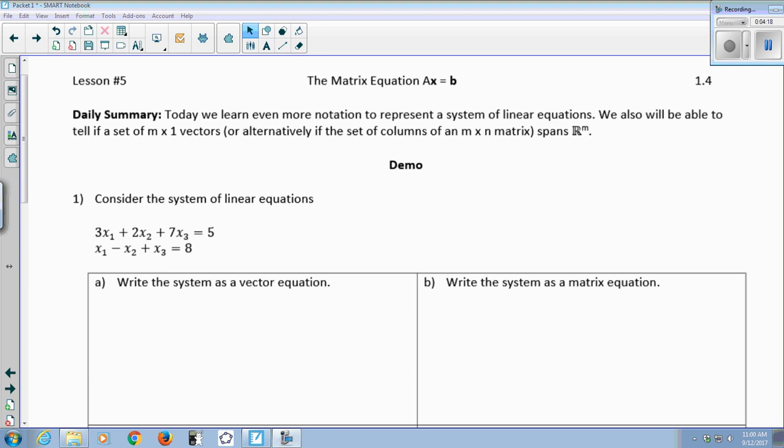So we're going to learn even more notation to represent a system of linear equations. We talked about a bunch of it in the quiz. And we're going to be able to tell if a set of m by 1 vectors, or alternatively, the set of columns of an m by n matrix, spans Rm. So we'll get the word span again, using it in a slightly different context.